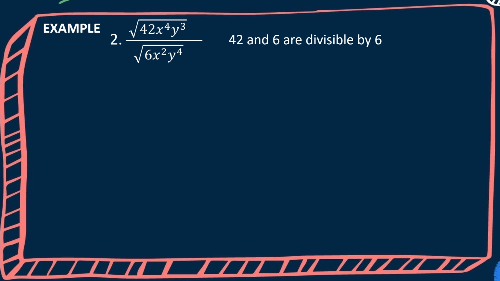For our second example, we will have square root of 42x raised to 4 y cubed all over square root of 6x squared y raised to 4. 42 and 6 are divisible by 6. So square root of 42 becomes square root of 7. Square root of 6 becomes square root of 1.